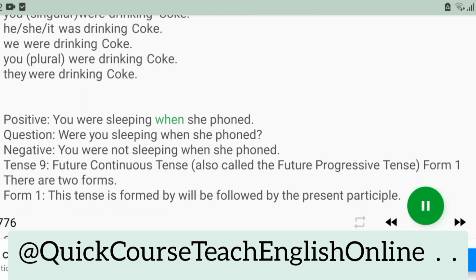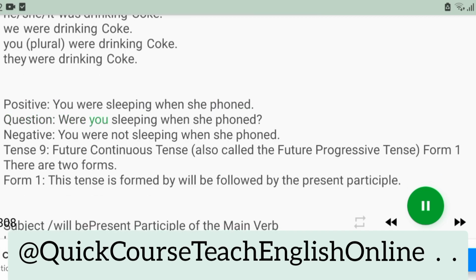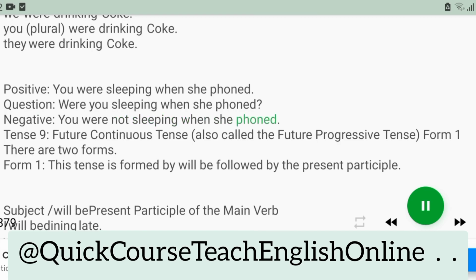Positive. You were sleeping when she phoned. Question. Were you sleeping when she phoned? Negative. You were not sleeping when she phoned.